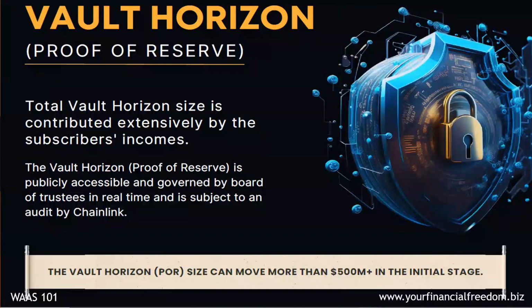And this is the Vault Horizon Proof of Reserve, governed by a Board of Trustees in real time, and is subject to an audit by Chainlink. It is live on the website. We could go in every day and look at the Vault Horizon to verify that it has Bitcoins in there and they are not being withdrawn, okay?